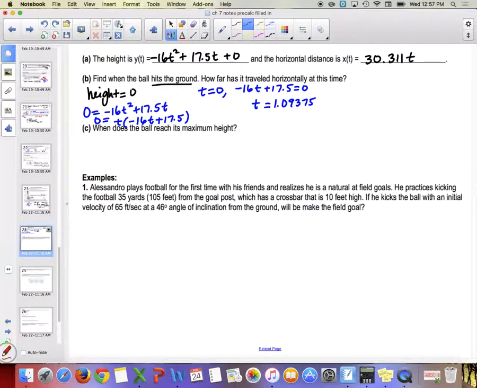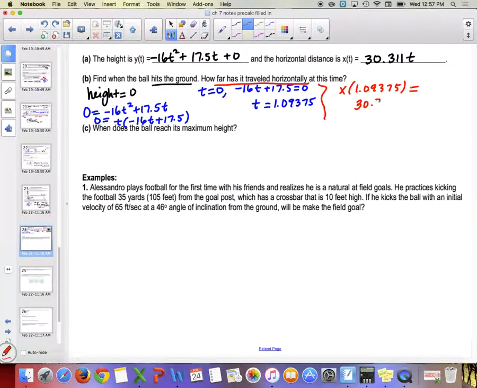So the second part of the question is, how far has it traveled horizontally? How do we think that we find that? If we want to know the horizontal distance, we don't use that vertical equation anymore. We plug t into the 30.311 t. So we have the t, so we plug it in. We're finding x of 1.09375.